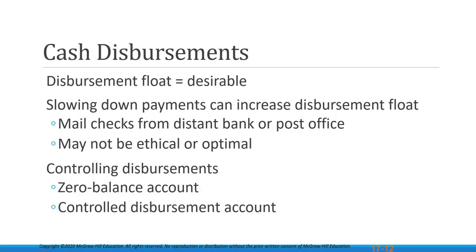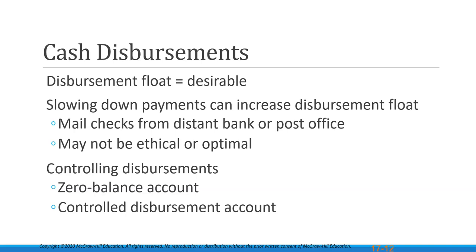So we had cash collections, customers sending us money, and we want those to come as fast as possible. However, when we pay money out, we want to delay that. So disbursement float is desirable for us. Slowing down payments increases our disbursement float. So we might mail checks from a distant bank or post office. That may not be ethical or optimal. We don't want to anger our suppliers or people that we're paying accounts payable to. We want things to be received on time.